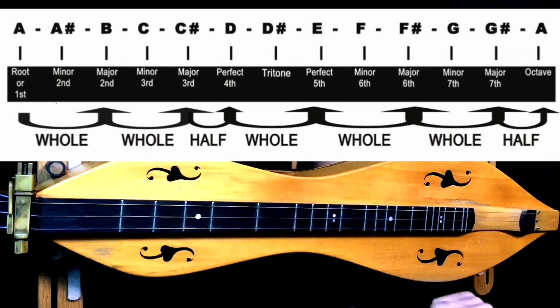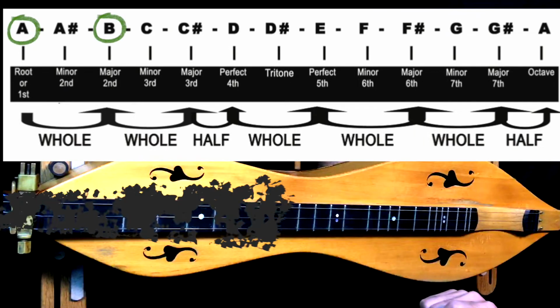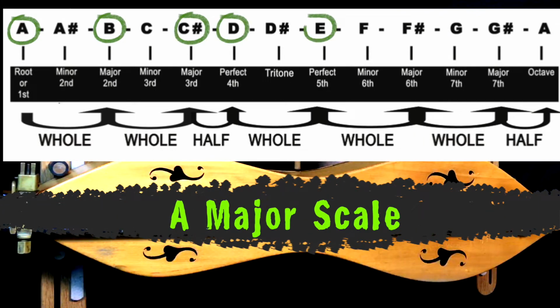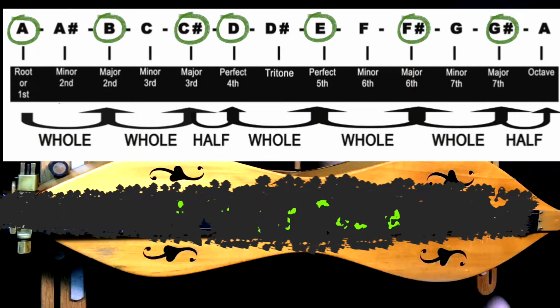Now, if we apply that pattern to the chromatic scale starting with A as the tonic, and we hop and skip using that pattern, we end up with A, B, C sharp, D, E, F sharp, and G sharp. It's 3 sharps in the key of A major, and there's our A major scale.